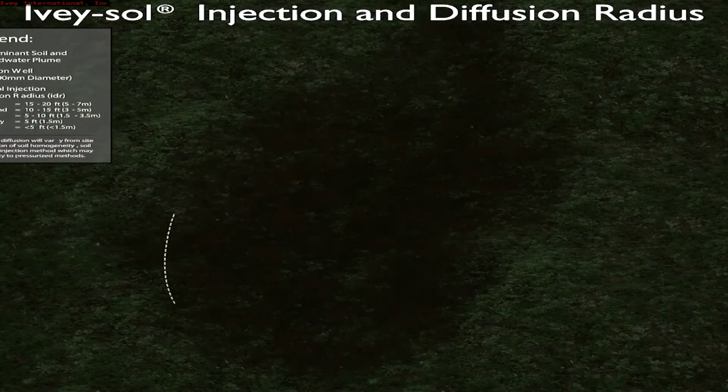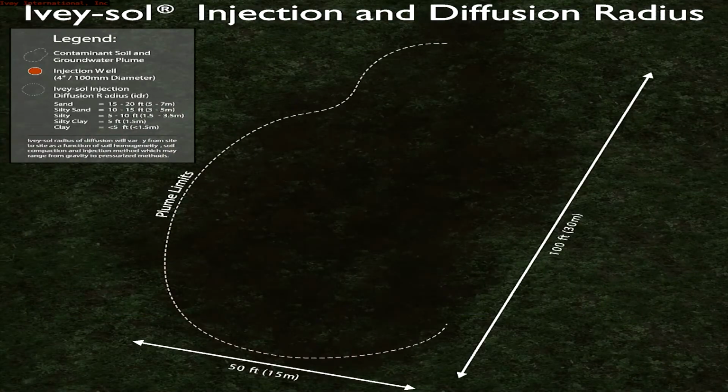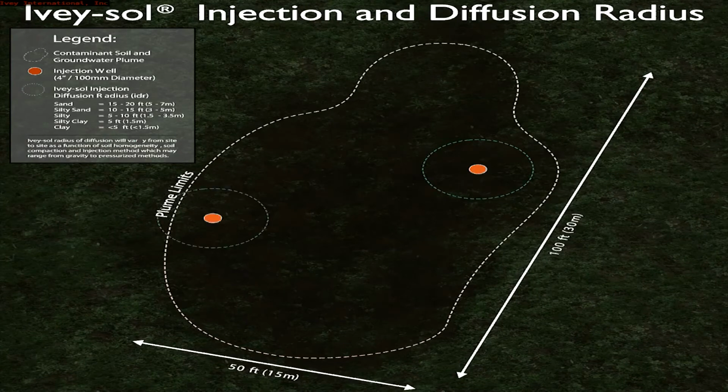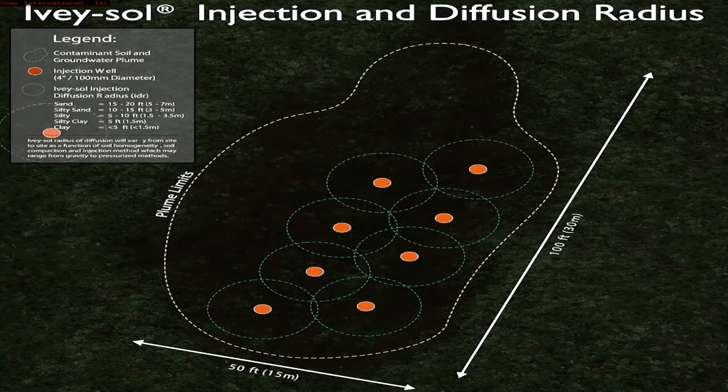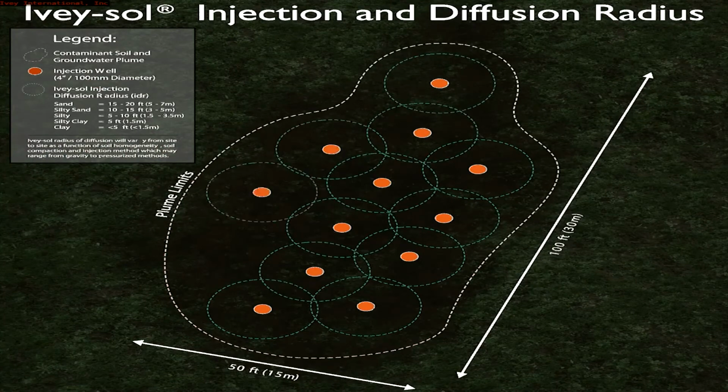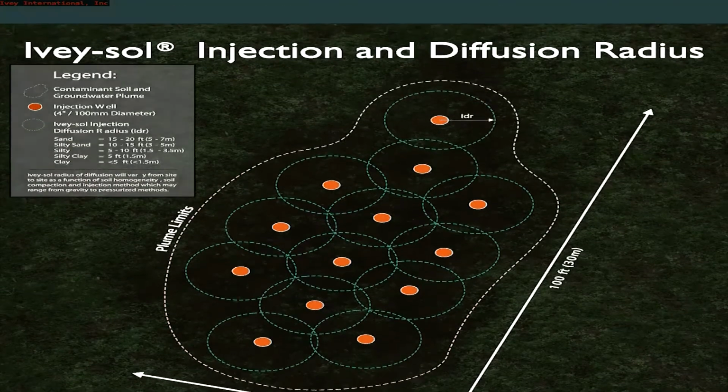In this one here, you'll go into your site and do your investigation for vapor, soil, and groundwater contamination, and characterize where that plume is. Based on that information, we can then model where we need to put the wells, in this case vertical wells or angled wells. They're typically about 100 millimeters or 4 inches in diameter, screened across that zone of contamination.